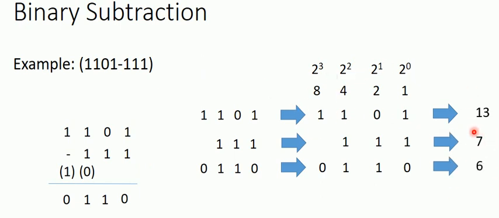Now if we subtract 7 from 13, then we get 6, whose binary number is 0110. So our calculated subtraction, our calculated answer, is correct.